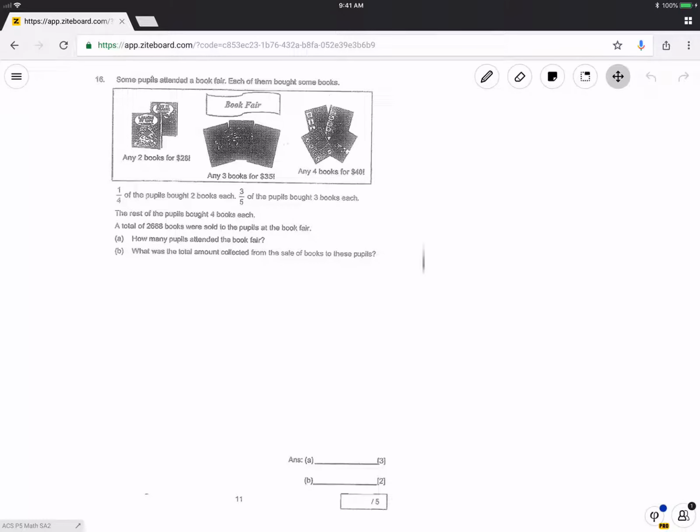So the question was about question number 16 from the Maha Bodhi primary school. How I use these value units to solve this question, I'm going to just demonstrate how I do it.